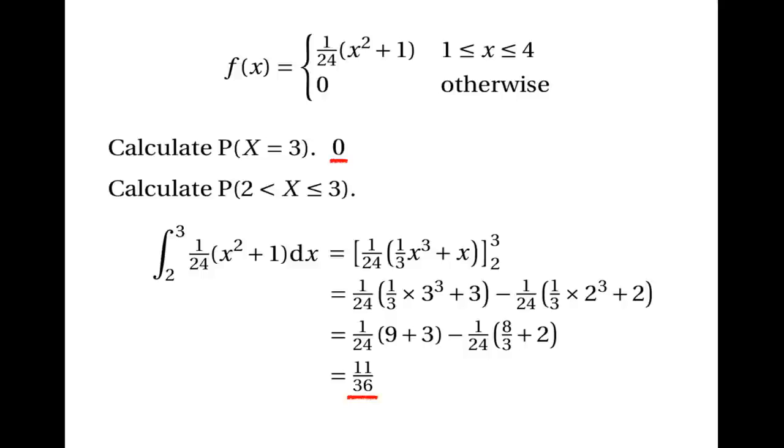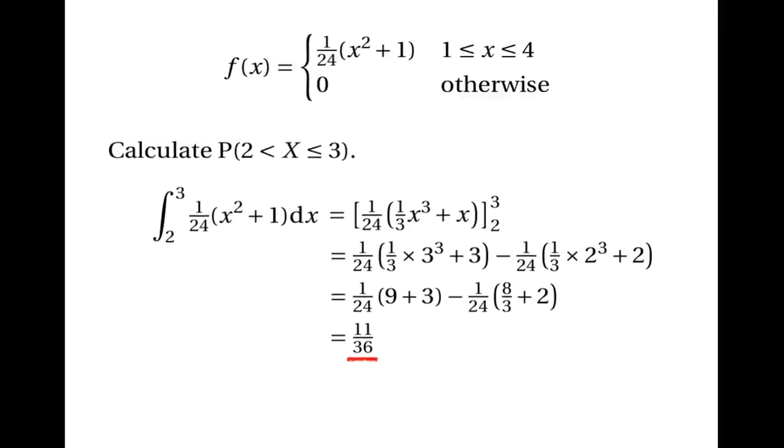Before we move on, I want you to notice something really important here. If x had been a discrete random variable, taking only whole numbers, then these two probabilities would have been the same. The event that x is equal to 3 and the event that x is greater than 2 and less than or equal to 3 are the same if x has to be a whole number. But in this case, x is a continuous random variable, and so these probabilities have turned out to be completely different.